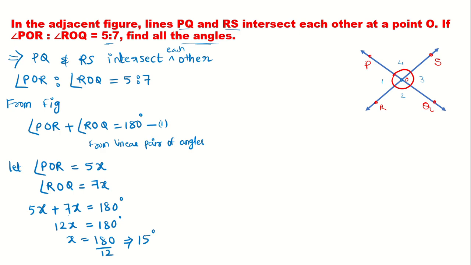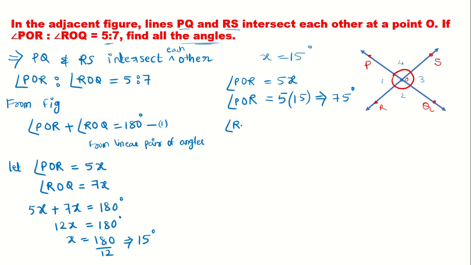Okay. So, you got x as 15 degrees. We have angle POR as 5x. Now, substitute x equals 15 in this equation. So, angle POR equals 5x, so it is 5 into 15. How much is 5 into 15? It is 75 degrees. So, angle POR equals 75 degrees.